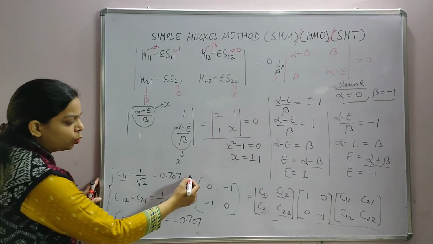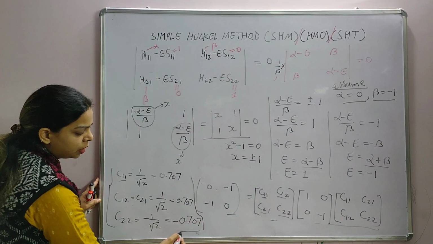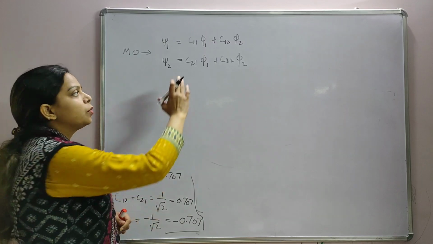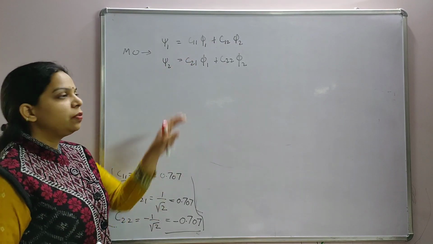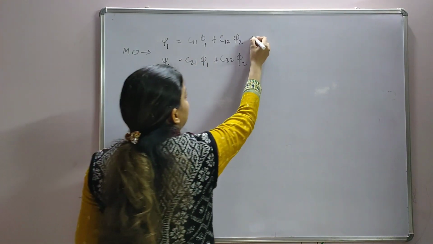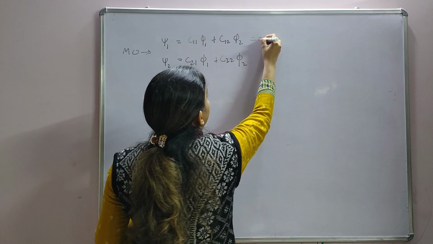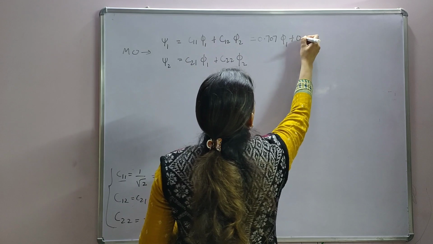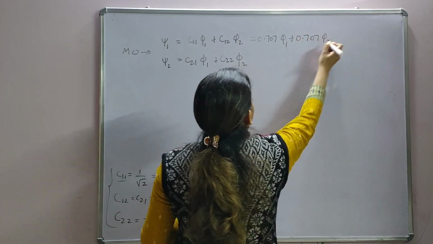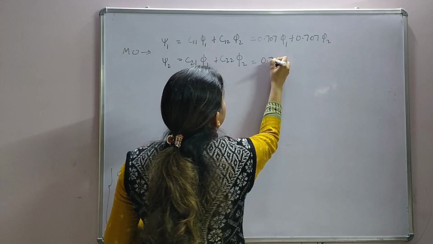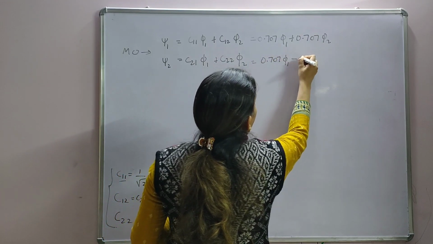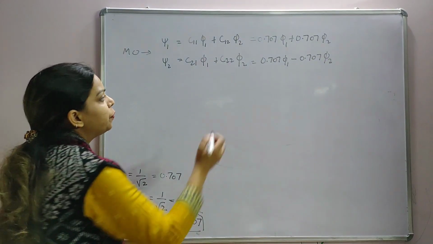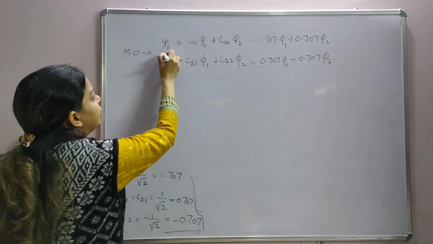So let's see now how to write the wave functions on the basis of these coefficients for molecular orbitals. These were the wave functions for the molecular orbitals. When we substitute the values of these coefficients, we have 0.707 ψ1 plus 0.707 ψ2, and 0.707 ψ1 minus 0.707 ψ2. So these are the wave functions for the bonding and anti-bonding molecular orbitals.